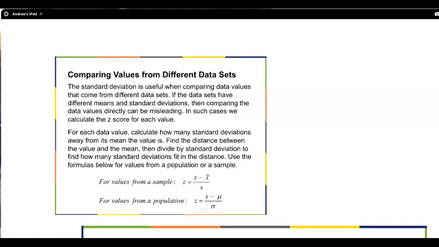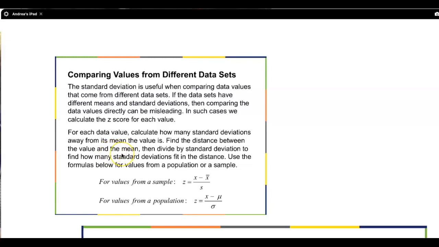Okay, the standard deviation, once we calculate that using our calculator, it is very useful in comparing different data values from different data sets. So if they have different means and standard deviations, then comparing them can be misleading. So for example, different scores on different tests. So what we want to calculate is how many standard deviations away from the mean each data value is.